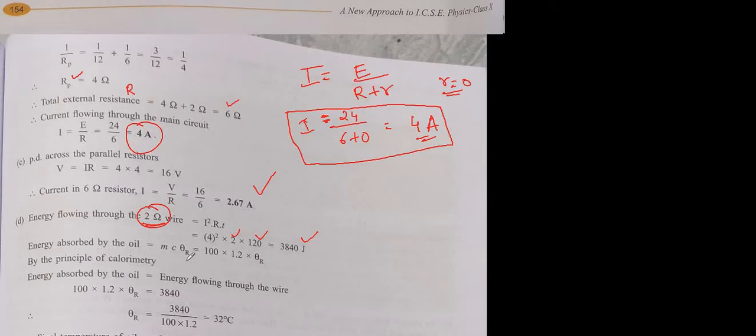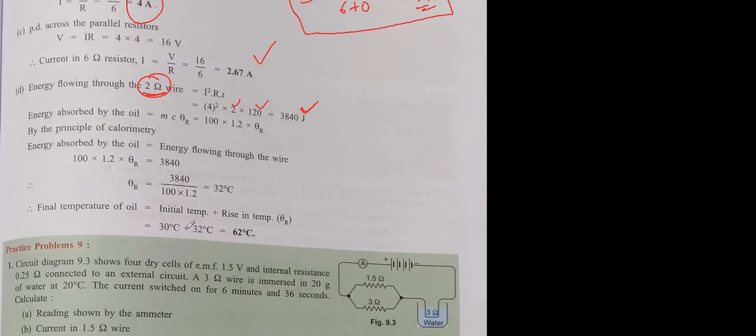Now energy absorbed by the oil, because this one is in the beaker. So this much amount of energy is required to increase the temperature of that oil. So 3840 joules is equivalent to mcθ. Mass is given as 100. Specific heat capacity of the oil is 1.2. Theta we have to find out. So when we solve, we get theta is equal to 32 degrees centigrade, and if we add the initial temperature of 30 degrees, we get the final temperature 62 degrees centigrade.